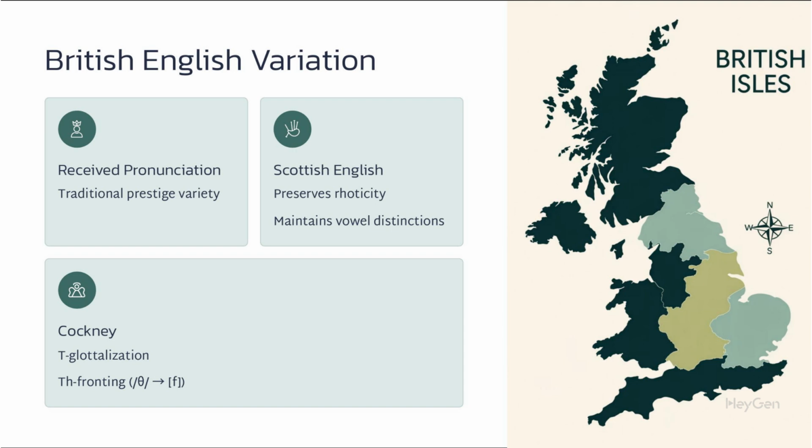Similarly, British English includes tremendous diversity. Received Pronunciation represents just one prestigious variety among many regional forms. Scottish English preserves rhoticity, Yorkshire maintains distinctive vowel qualities, and Cockney shows extensive consonantal variation, including th-fronting.